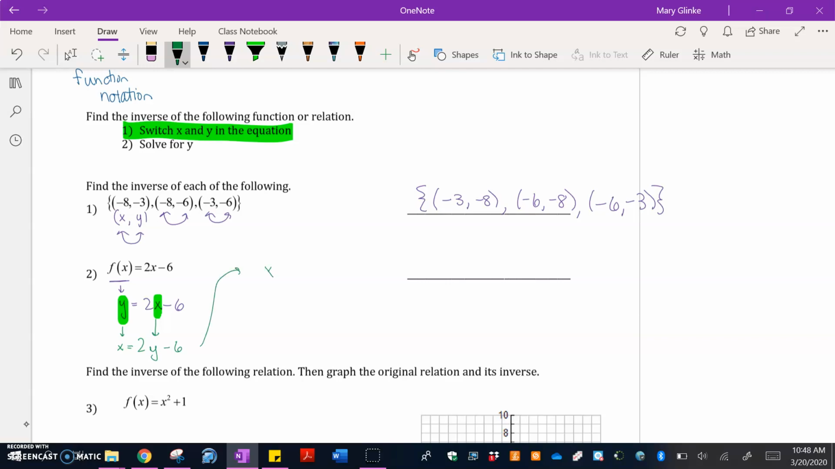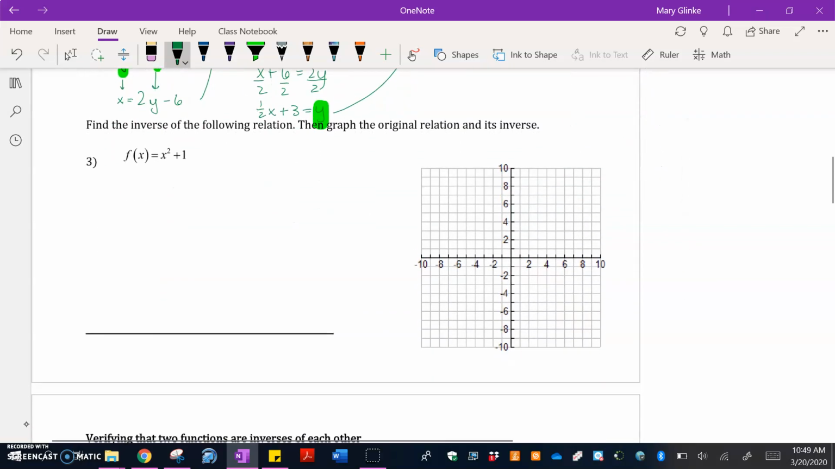Once we do that, in order to find your inverse function, we are now going to get y by itself. So we're going to add the 6 to the other side, and we're going to divide by 2 to get the y by itself. We have now found our inverse relation or function, but now what we're going to do is take this y and use that notation that we learned from above. So this is going to be written as f inverse of x equals 1/2 x plus 3. So switch x and y and solve for y.